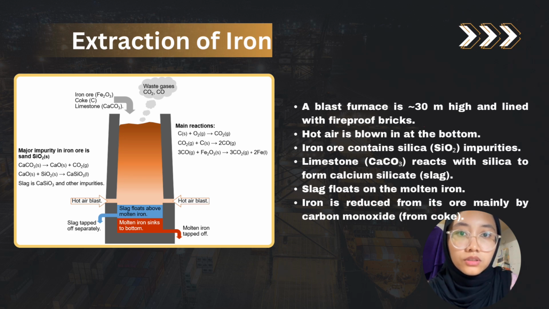Next, the iron ore contains impurities, mainly silica. To remove this, limestone is added. The limestone breaks down to form calcium oxide, which reacts with silica to form slag, which is calcium silicate. Inside the furnace, molten iron is heavy, so it sinks to the bottom, and slag is lighter, so it floats on top of the iron. Finally, both are tapped off separately. The molten iron is collected for making steel, and the slag is removed as waste.